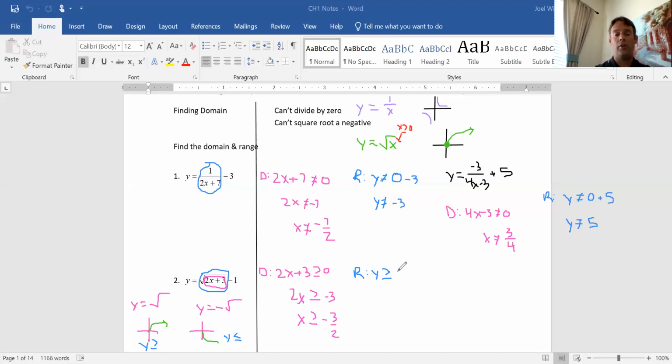So in place of the radical, just like we did with the fraction, I'm going to plug in a 0. So y has to be greater than or equal to 0, and then whatever's left, -1. So in this case, it's y is greater than or equal to -1. And again, this gets back to our h and k stuff you did back in Integrated 3.